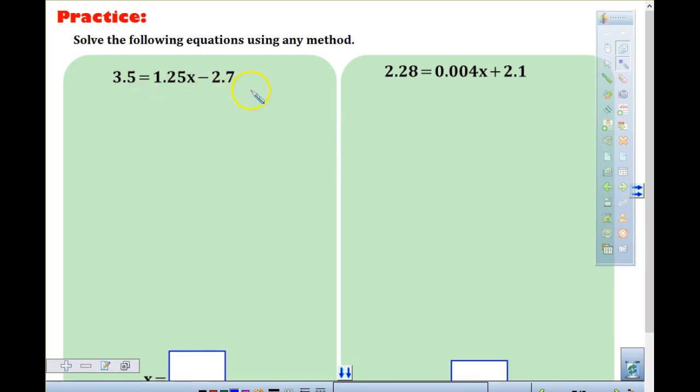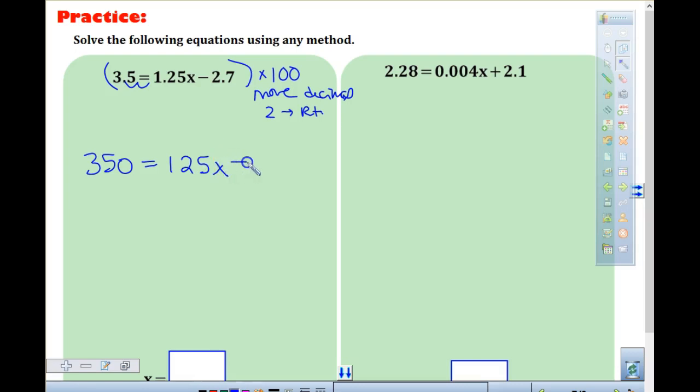So, what's the most I want to multiply everything here by? 10 to the second, so I want to take each of these times 100. That means I want to move my decimal, right? How many places? 2 to the right. So if I move this one 2 places to the right, I'm now going to have 350 equals 1.25, move it 2 places, is now going to be 125x minus 2.7, when I move it 2 places, is now going to be 270.